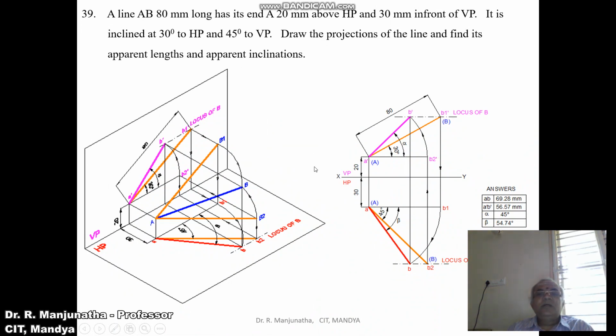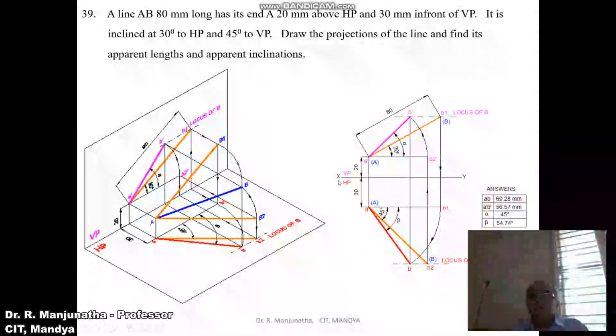Now we will go into how to solve this problem in the sketchbook. First, draw the XY line and mark X and Y. Mark VP and HP because it is the first angle projection. A line has its end A 20 mm above HP and 30 mm in front of VP. So from the XY line, measure 20 mm and draw a horizontal thin line. Similarly, for 30 mm in front of VP, measure 30 mm below the XY line and draw a horizontal line.